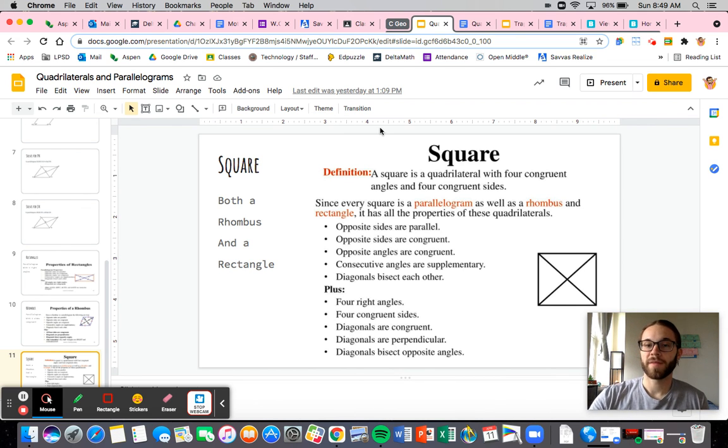So the square will have all the properties of a parallelogram, and all the properties of a rectangle, and all the properties of a rhombus. So therefore, it's kind of like the super quadrilateral, if you will. It has everything. So all the properties that you already knew, slap them all together, that's a square. So you can write them all down in the chart that is provided in the notes.